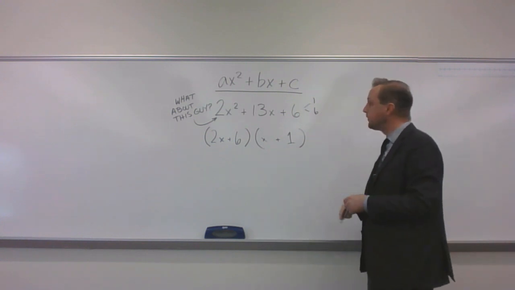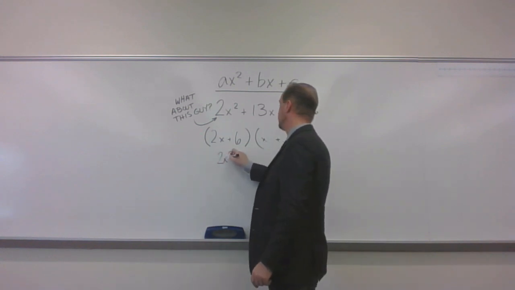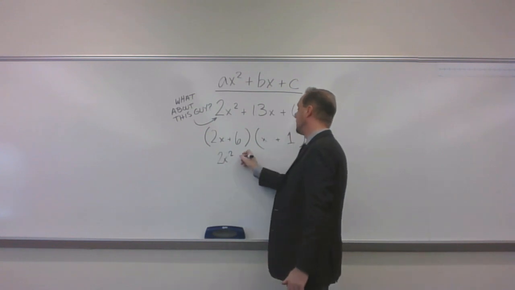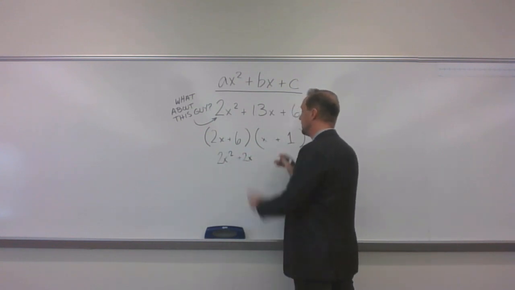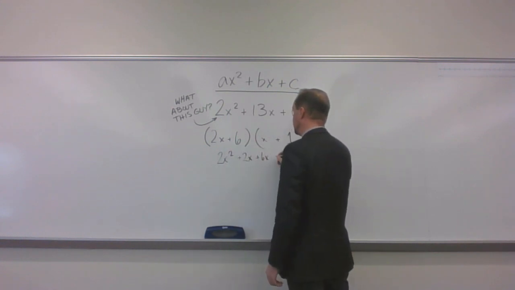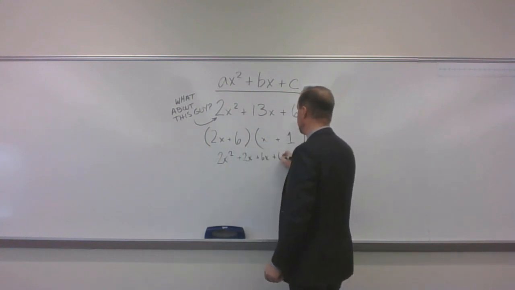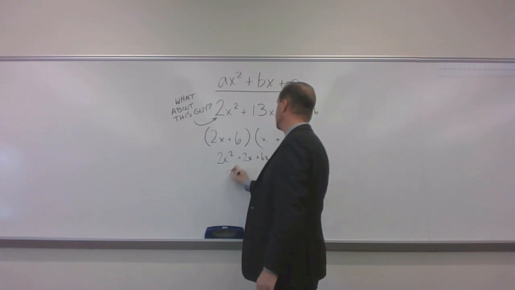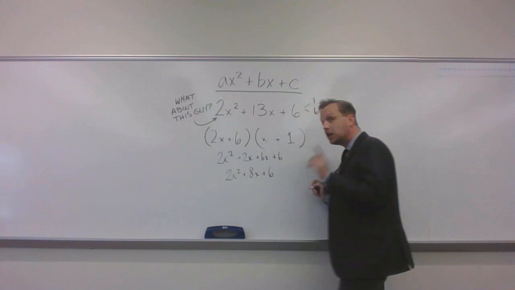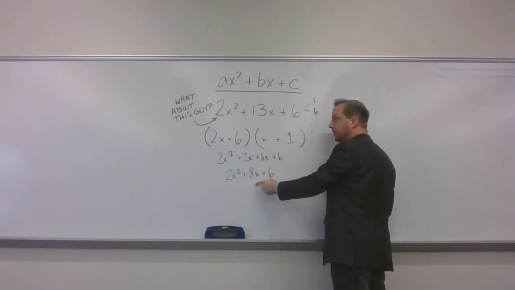And now, to see if we're right, let's FOIL it out. There's our 2x squared. Let's do our outside. 2x times 1 is plus 2x. Inside, 6 times x is plus 6x. And then 6 times 1, our last terms, plus 6. Combine our like terms, and we get 2x squared plus 8x plus 6. Close, but not what we were looking for.